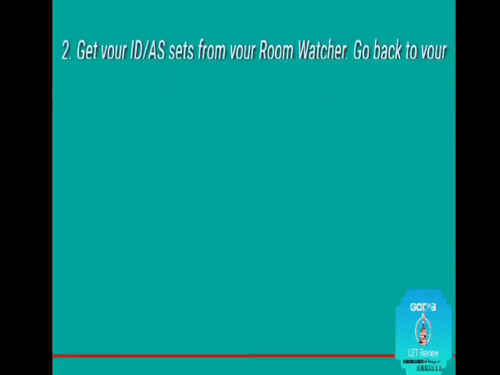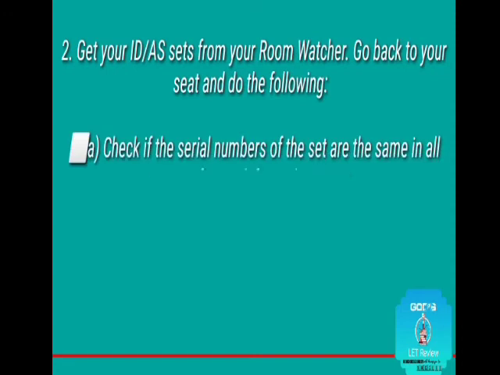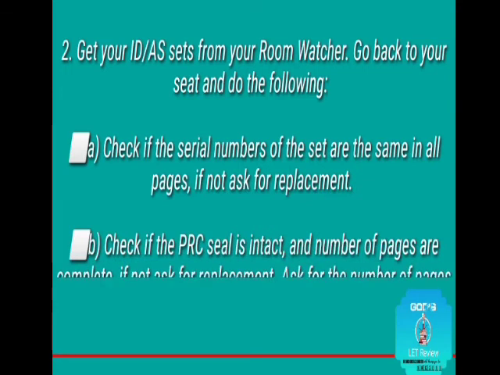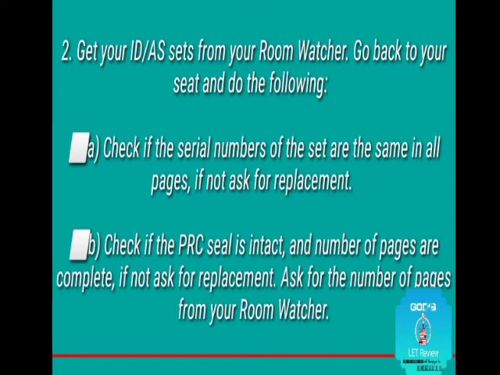Two. Get your ID as sets from your room watcher. Go back to your seat and do the following. A. Check if the serial numbers of the set are the same in all pages, if not ask for replacement. B. Check if the PRC seal is intact and the number of pages is complete, if not ask for replacement. Ask for the number of pages from your room watcher.